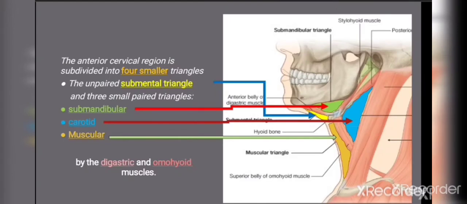Now the further subdivisions of the anterior triangle are depicted in this image. There is the submental triangle, which is unpaired, this yellow colored triangle, and the submandibular triangle, and the third one is the carotid triangle, and the fourth is the muscular triangle. So there are 4 triangles in the anterior triangle of the neck.